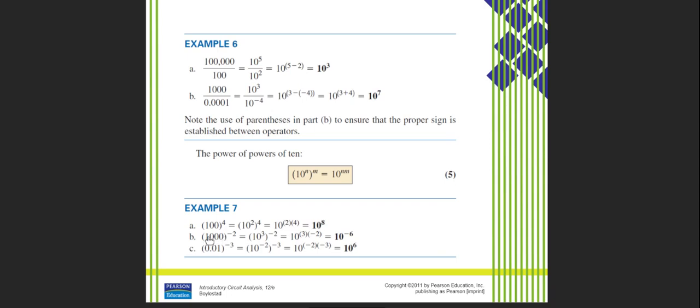Another example is this one: 10 power of 3 to the power of negative 2. So I will write down 10 and multiply these two together. 3 multiplied by negative 2 becomes 10 power of negative 6. Here is another example: 0.01 to the power of negative 3. This number is 10 power of negative 2 to the power of negative 3. So I will write down one 10, and then multiply these two together. Negative 2 multiplied by negative 3 is 6.